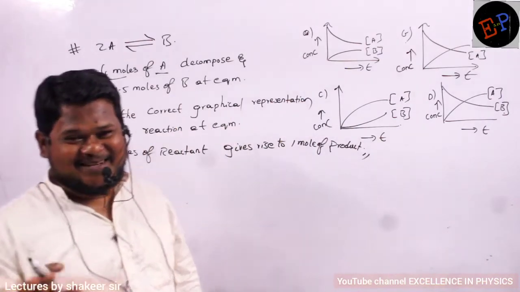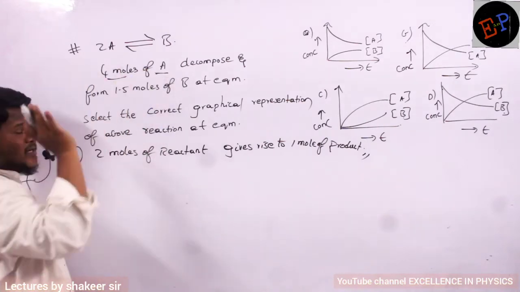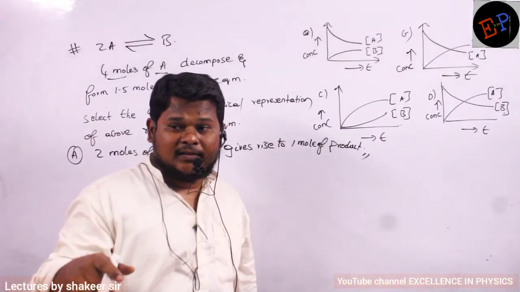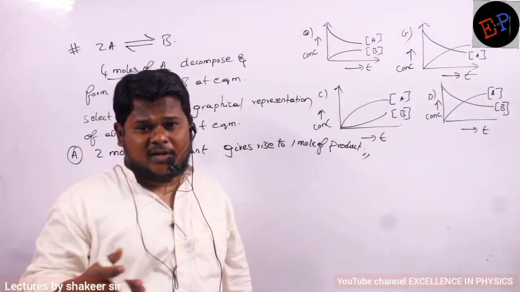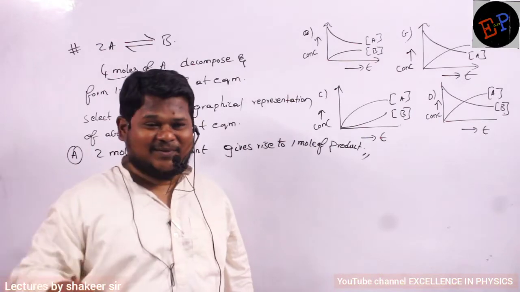I don't know. Are you able to understand what is the meaning of the question? Initially 4 moles of A was there. Then how many moles of B will be there? 0. B is the reactant product, no? Initially will there be any product? No. Right. Okay?